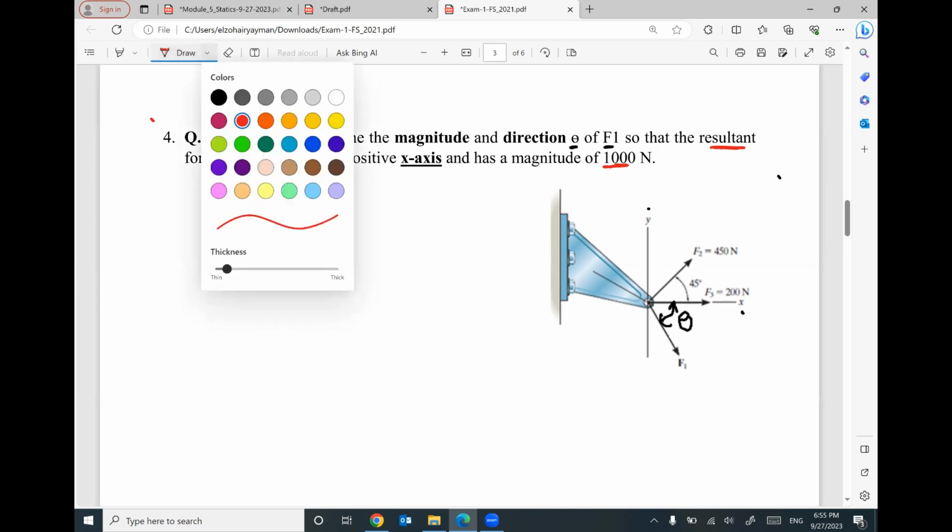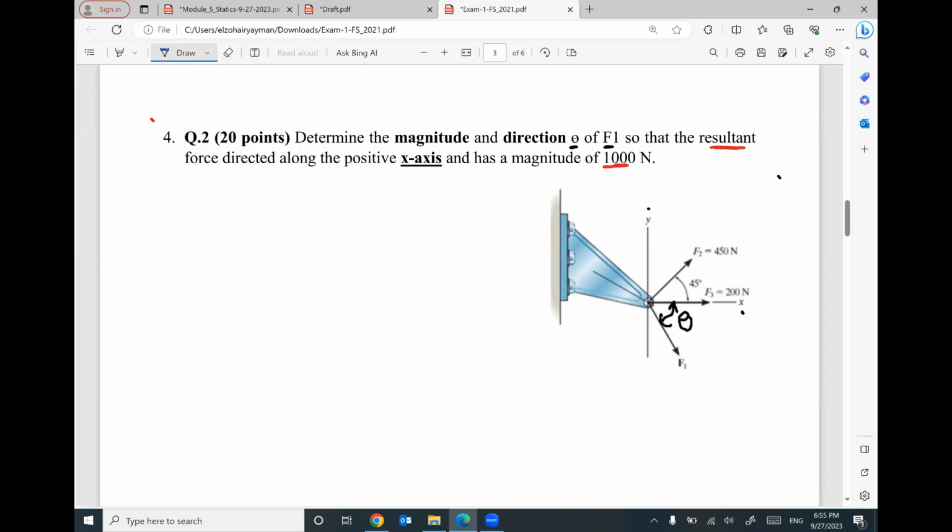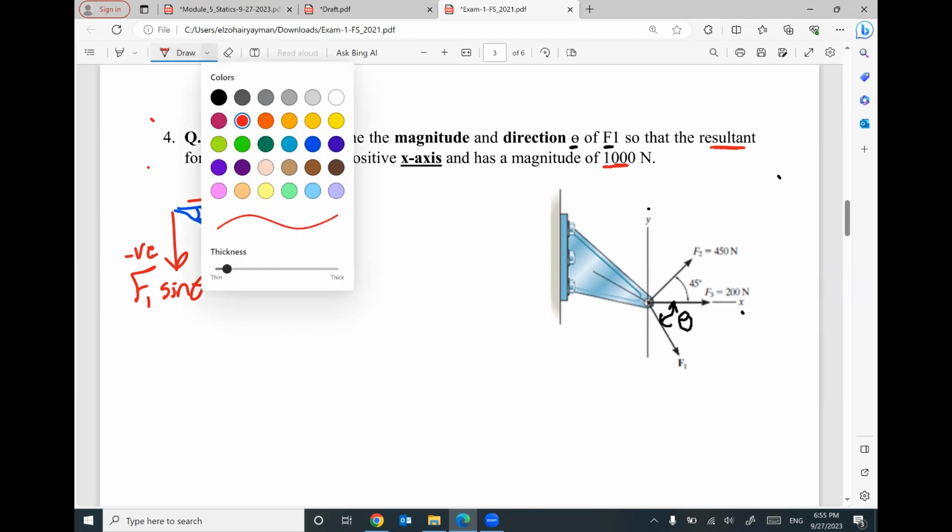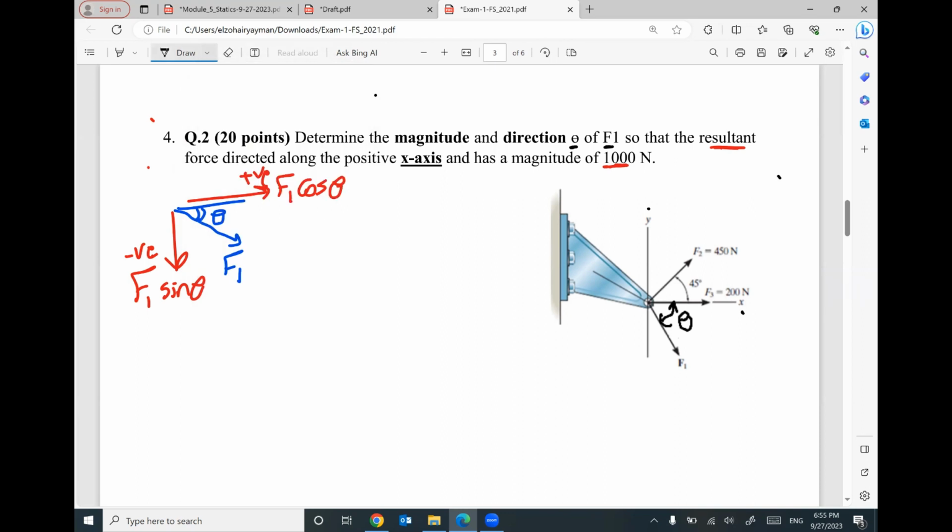I will start by breaking each force into two components. If you start with F1, it is not given. Angle theta is not given. That's fine. Keep going. So I will have F1 cosine theta and F1 sine theta. This direction is positive. This direction is negative. Looks good. What else? We have F2.